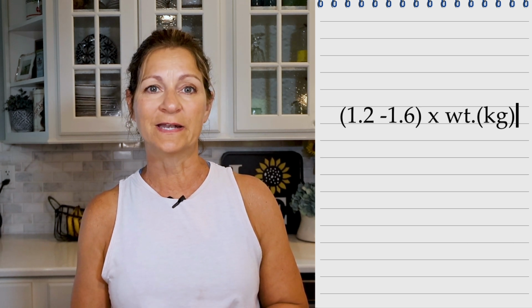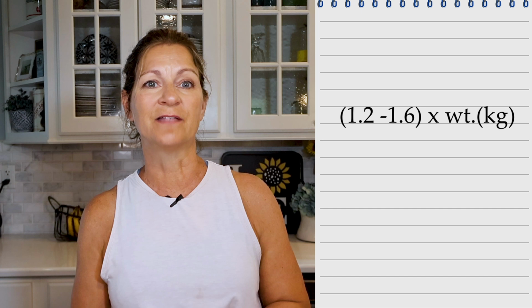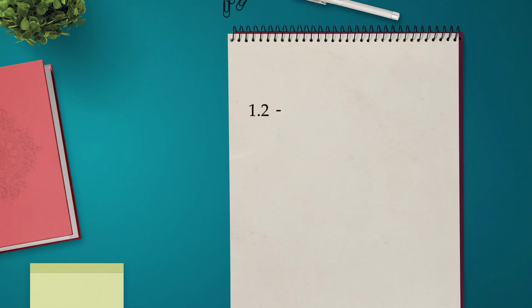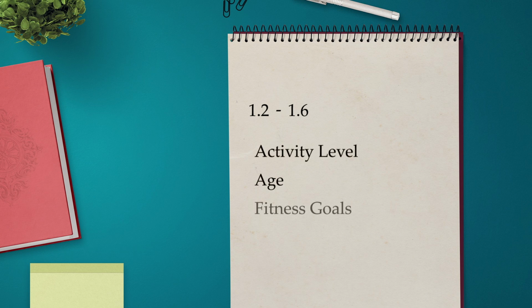Okay, so the formula we're using is 1.2 to 1.6 grams multiplied by weight in kilograms. First, let's break down this formula. The numbers 1.2 and 1.6 represent the range of protein intake in grams per kilogram of body weight. The exact amount can depend on various factors like your activity level, your age, and your fitness goals.